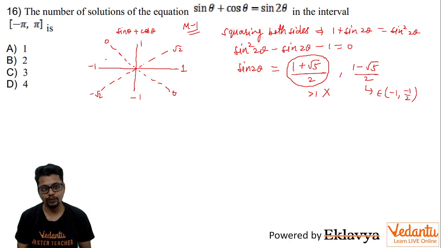So one root you would get here and one root you would get here. Essentially you would be getting 2 roots only. Now the answer is supposed to be 2. B is the answer. We'll go for some other method also.